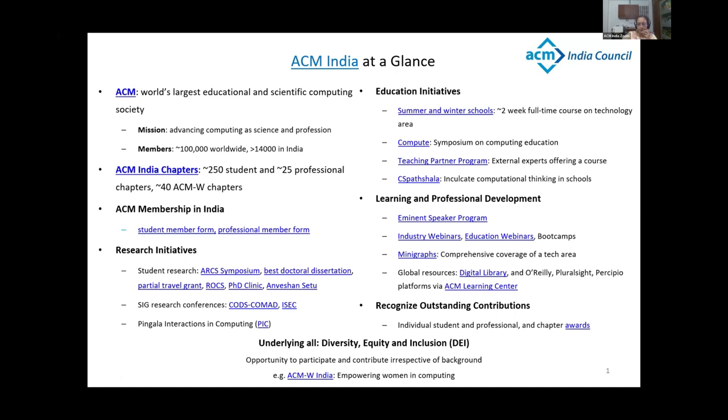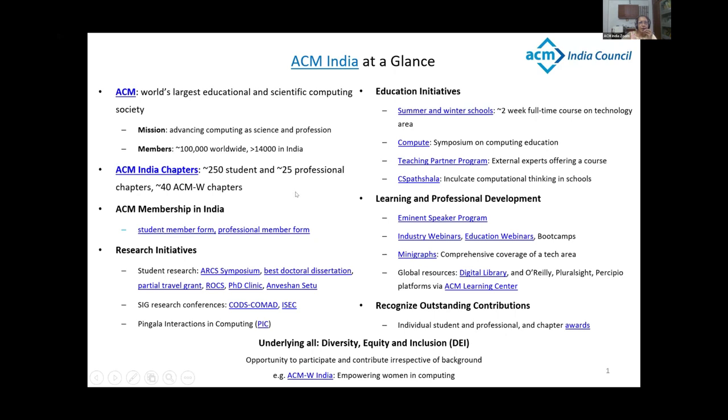You will be part of the world's largest computing society. Out of the 1 lakh members worldwide, about 14,000 are in India, and half of them are students. There are at present 250 student chapters, 25 professional chapters and 40 ACMW chapters. You can easily become an ACM professional member or student member through these forms, which are available at the ACM India website.